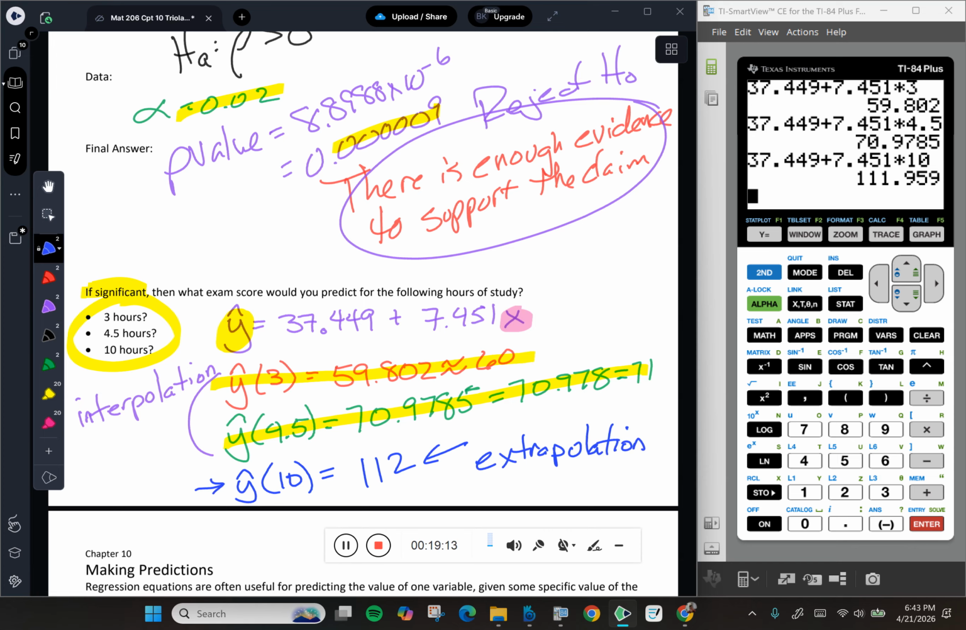Extrapolation is when you use your equation to predict outside of your data set. Now, interpolation is generally considered safe because you have data above it and below it, and the equation probably models it really, really well. Extrapolation is sometimes scary, and this is an example where it's scary.